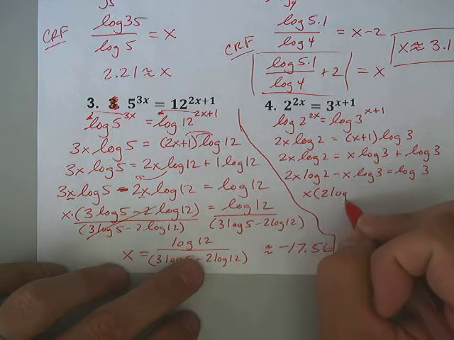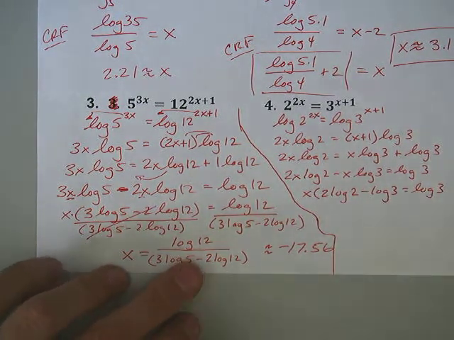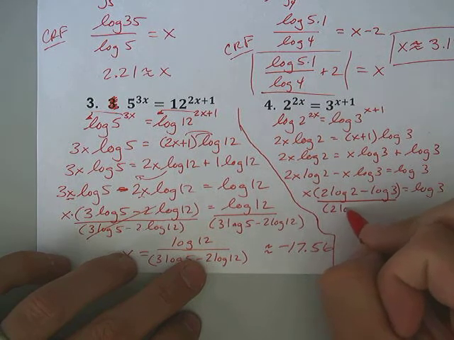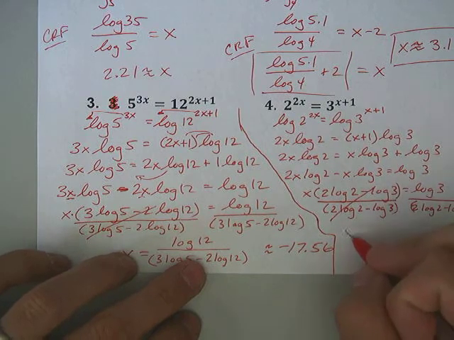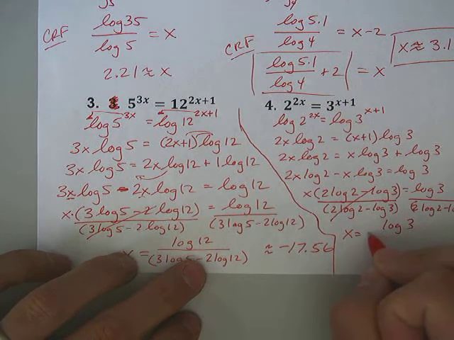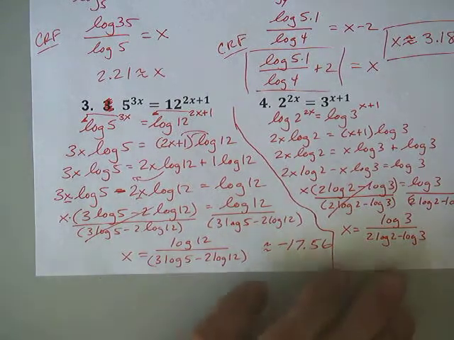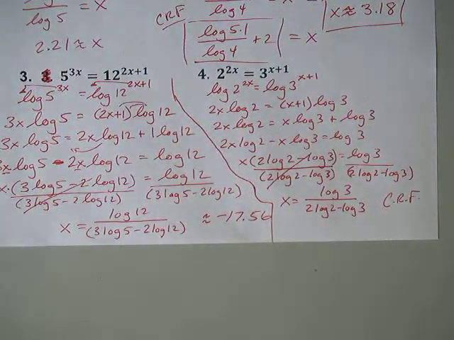Move all the x's to one side. I'm going to get 2x log 2 minus x log 3 equals log 3. Factor, I'm going to take out the x. x times log 2 minus log 3 equals log 3. And whoops, forgot my parentheses right there. Get the x by itself, so we're going to do a little division. All right, so calculator ready form should be this. So that's my calculator ready form.